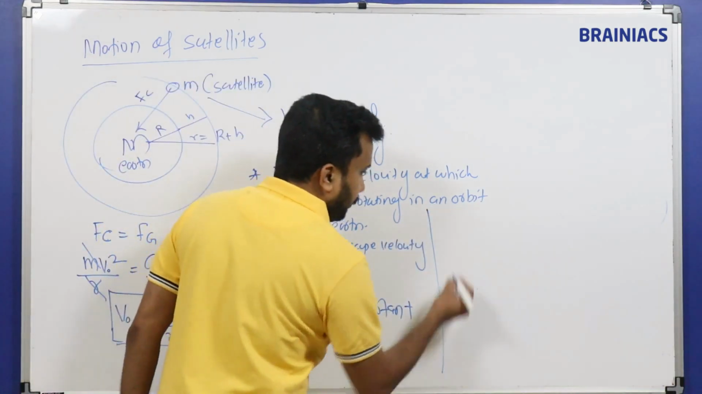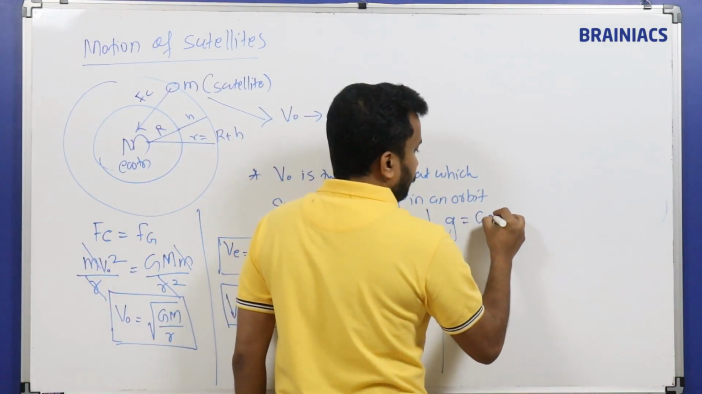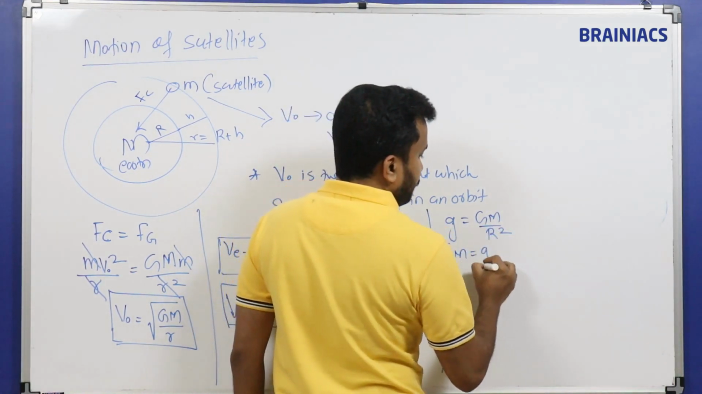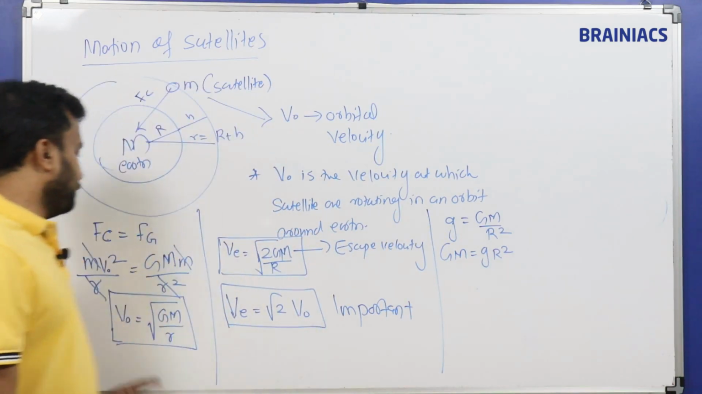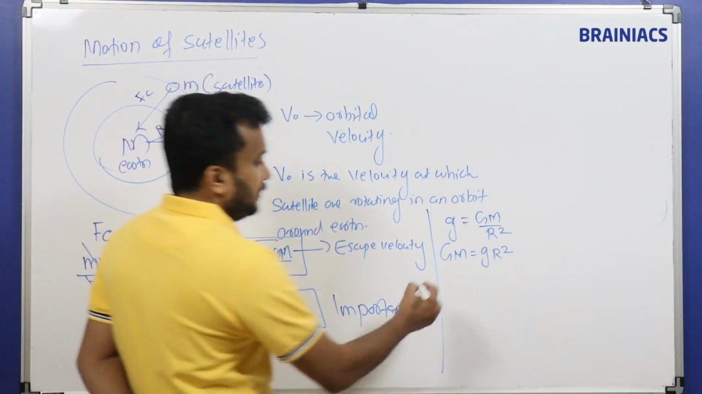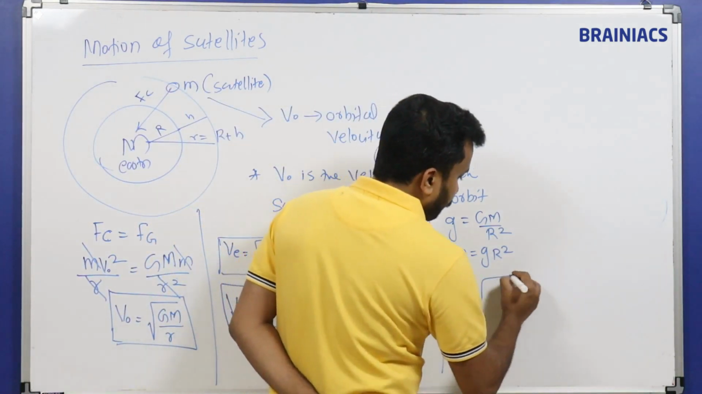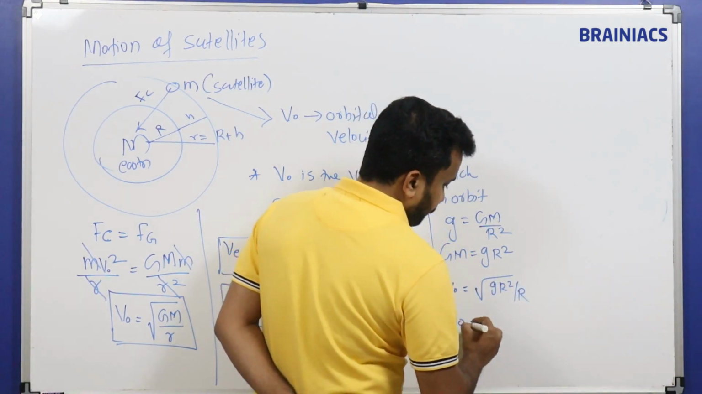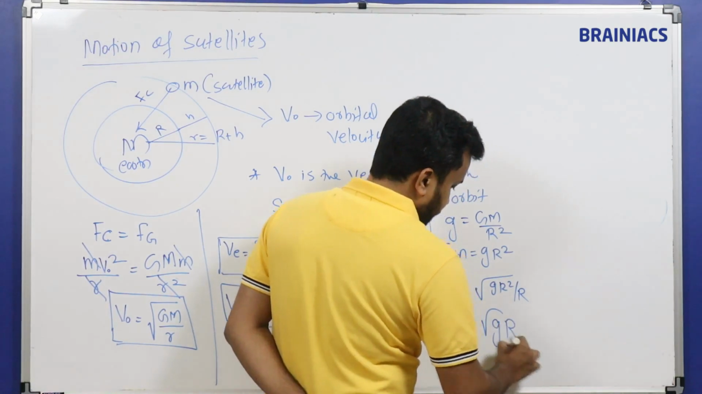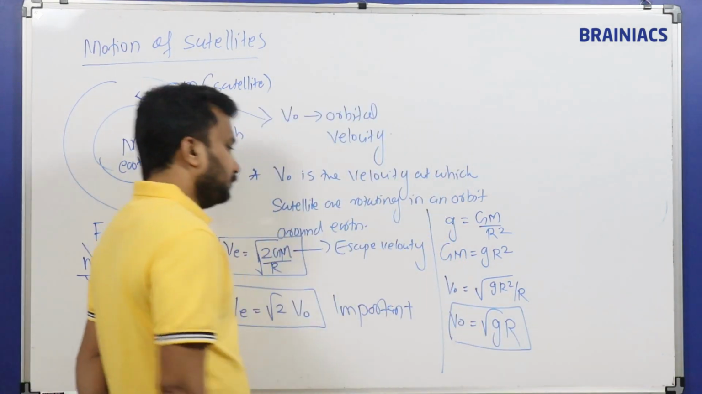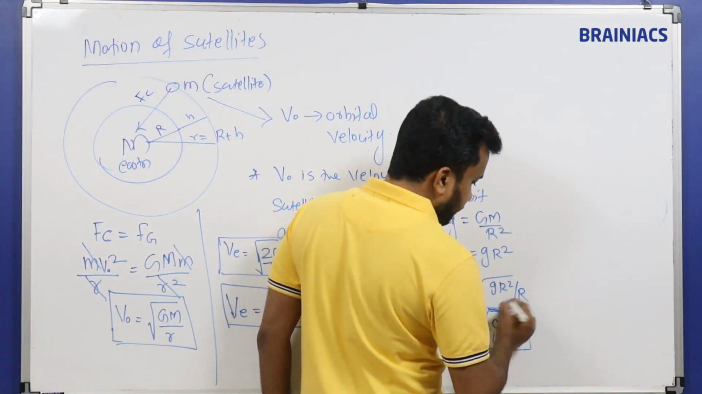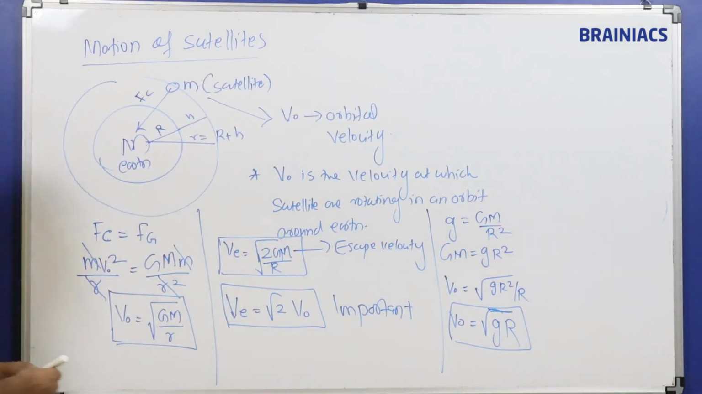Next, we know g is equal to GM divided by r square. So GM equals g r square. This we will substitute here, and we'll see V0 equal to root of g r square divided by r. V0 equal to root of gr, not only for g, both g and r within square root.